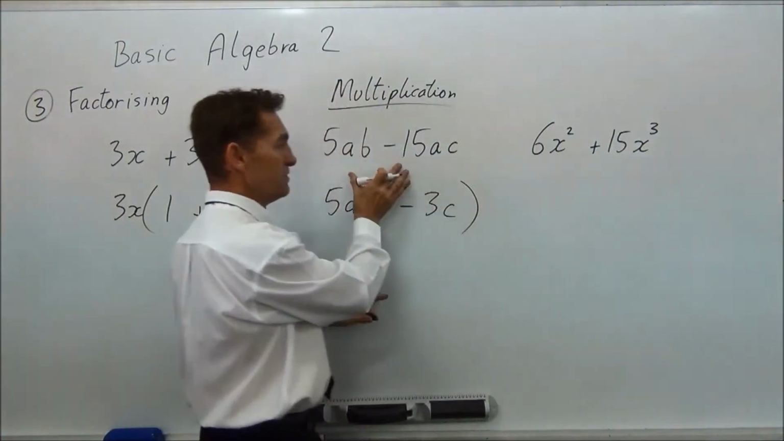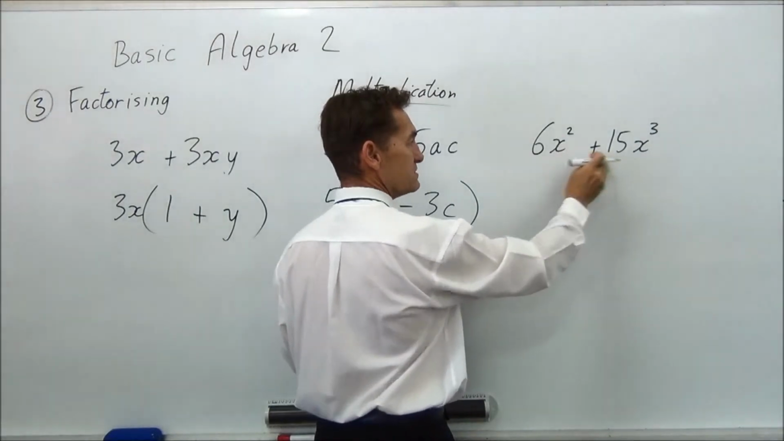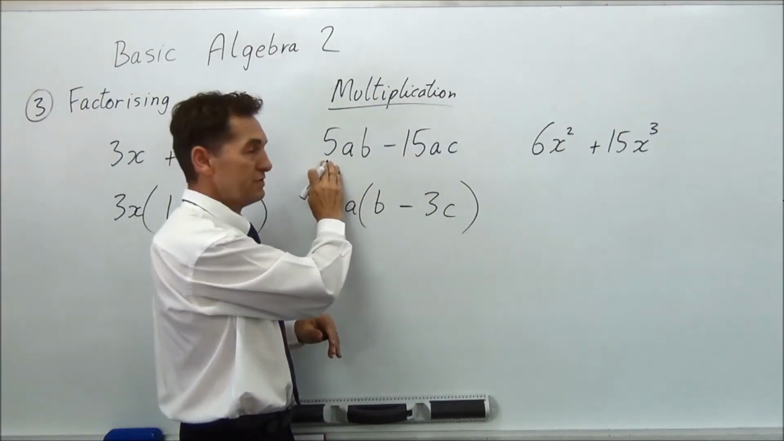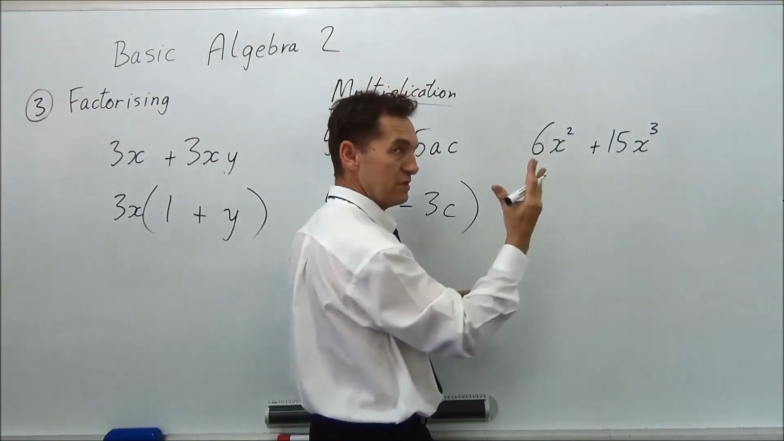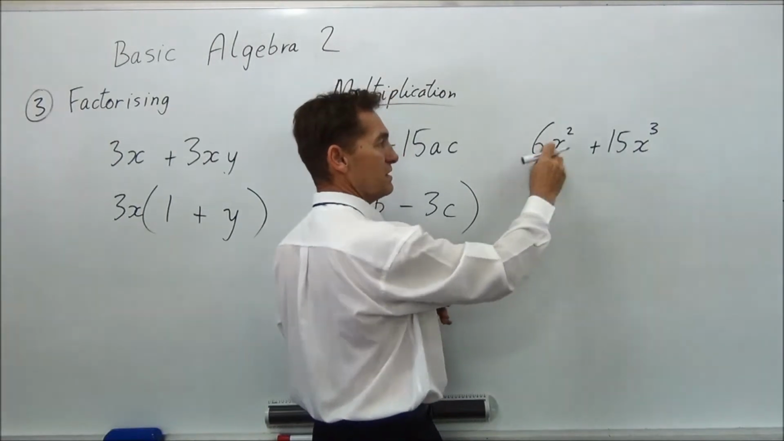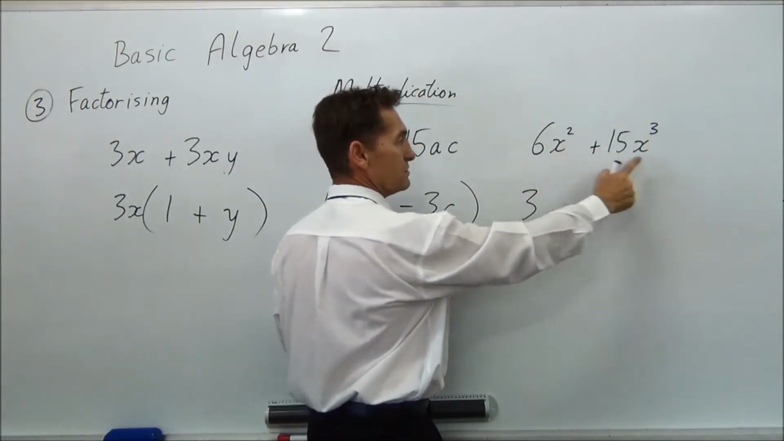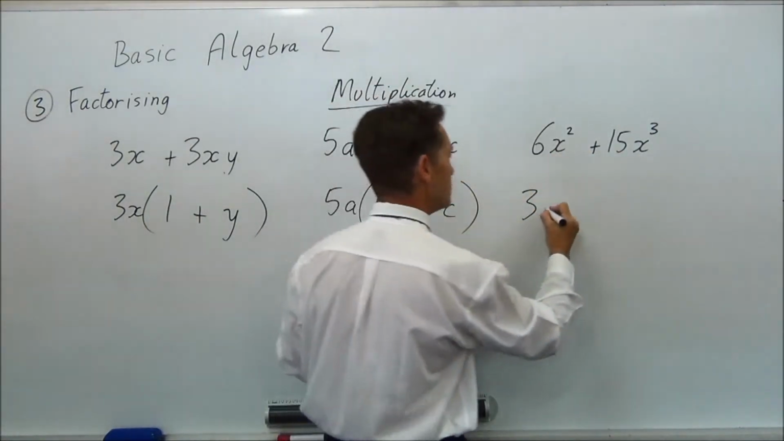What's common? Very similar to here. We can take out a factor that goes into both. Now here you could look at it and go, well, there's a 5 there, and take out the whole of the 5. Here you can't. You've got to think, I can get a 3 into that and a 3 into that, so I can pull out 3. I can also pull out x squared. Now I can take x squared all the way out the front.